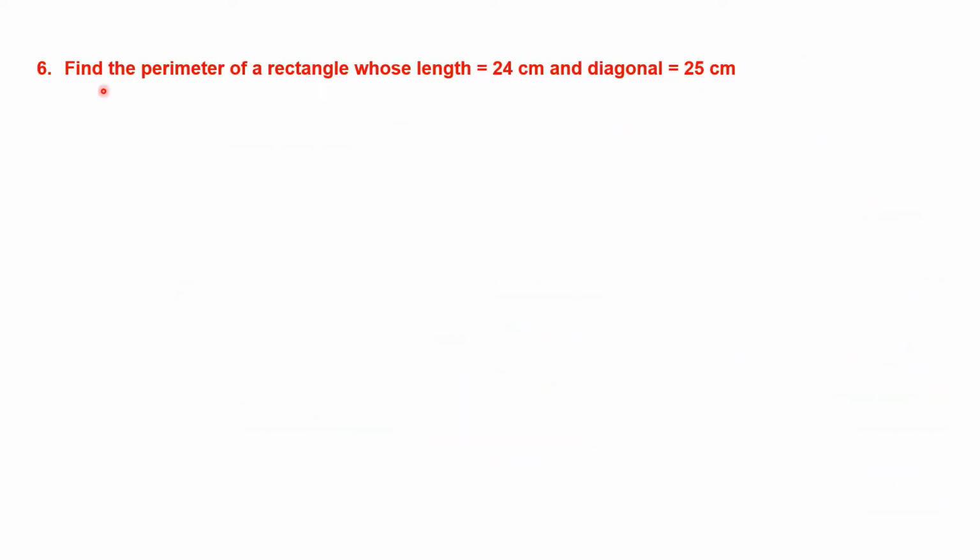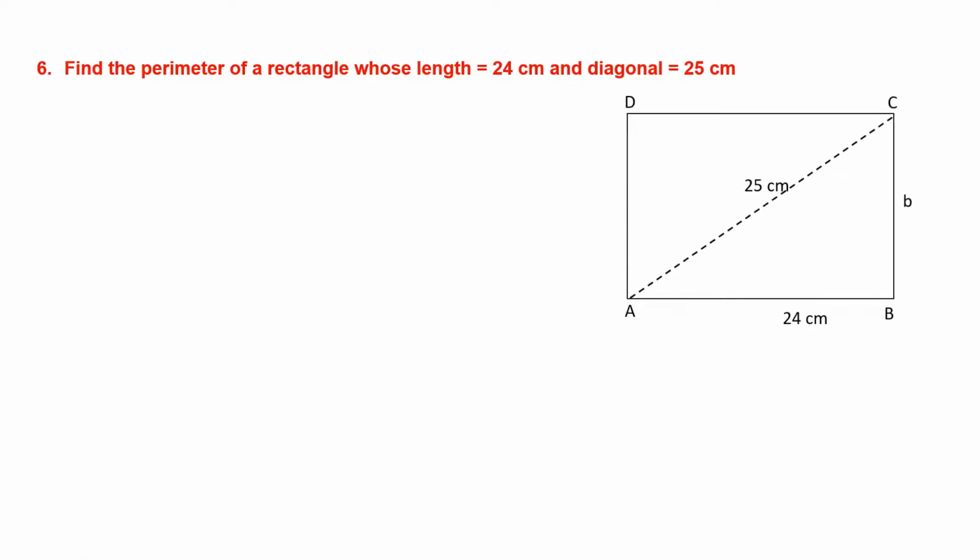Question 6. Find the perimeter of a rectangle whose length is 24 centimeters and diagonal is 25 centimeters. Let's begin. We'll just draw a figure to understand that better. So we have a rectangle here and we have the length as 24 centimeters and the diagonal is 25 centimeters and we have written breadth as B. Now we need to find the breadth because to find the perimeter you need both length and breadth.